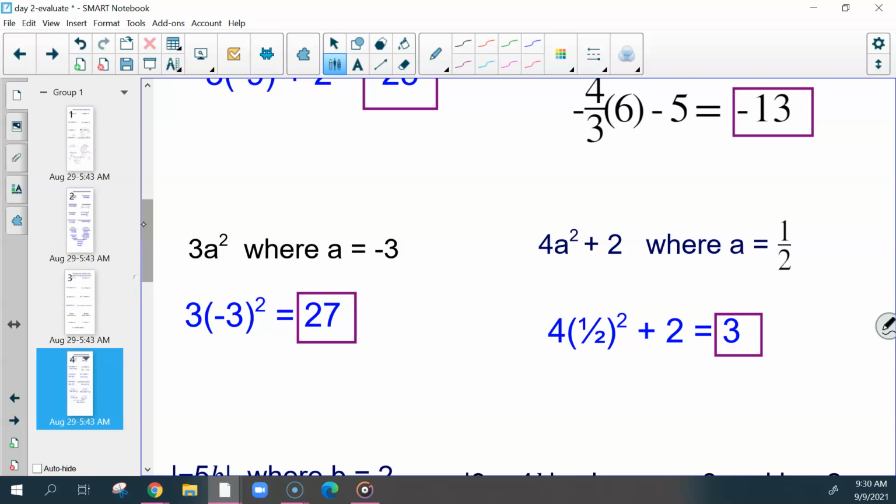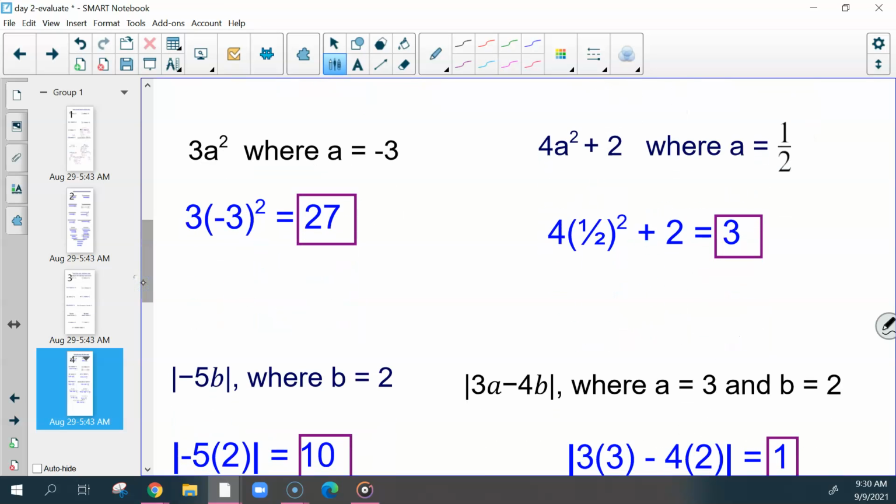If you were putting this into your calculator, make sure that the exponent was outside. If you put this inside, this became negative 1 times 3 squared, which is not the same thing. Do not put your exponent inside the parentheses because you will get the wrong answer. You will get a negative answer instead of a positive. Any others?